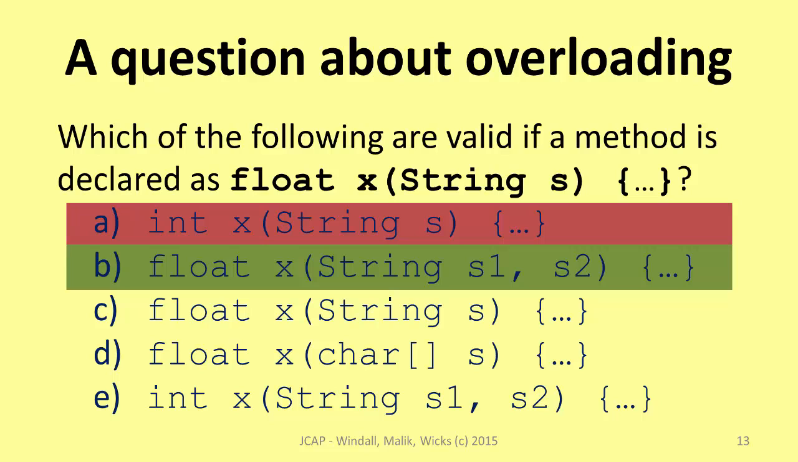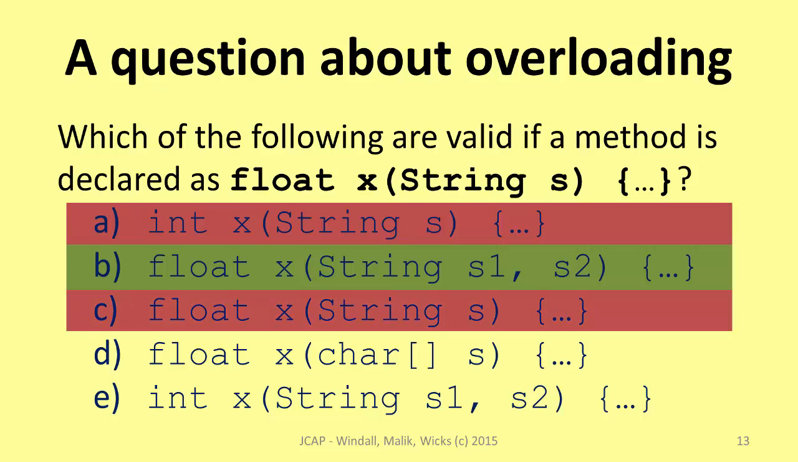The second one, however, is correct. That's of type float, x, but now the number of parameters is different. We could also have different types of parameters. So if we'd had integer, int s, that would have been classed as a different signature. So B is correct. C, float x string s, is incorrect because we can't have 2 methods with the same name and the same signature. In this case, it's the signature that's causing the problem.